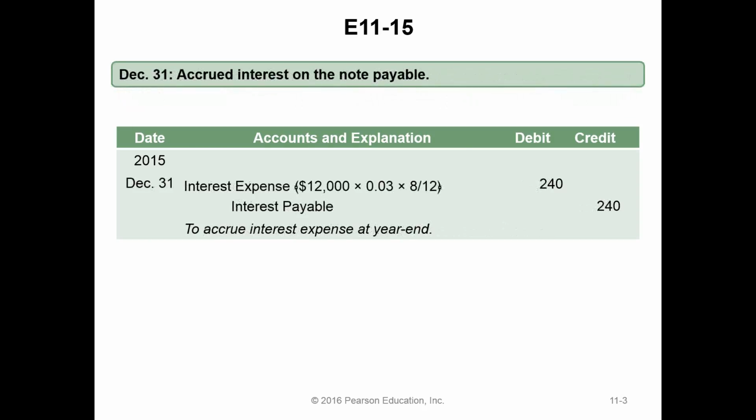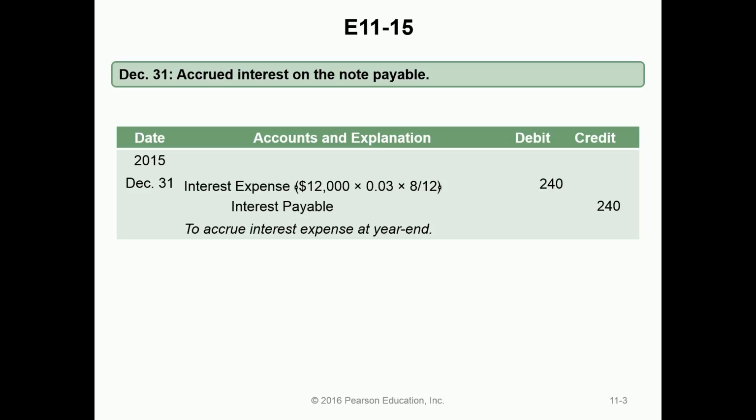Okay, but at year end, we have used their money to buy this piece of equipment for May, June, July, August, September, October, November, and December. So all 8 months there of that year, we need to accrue interest. So our interest is figured this way. Interest equals PRT. Interest equals principal times rate times time.